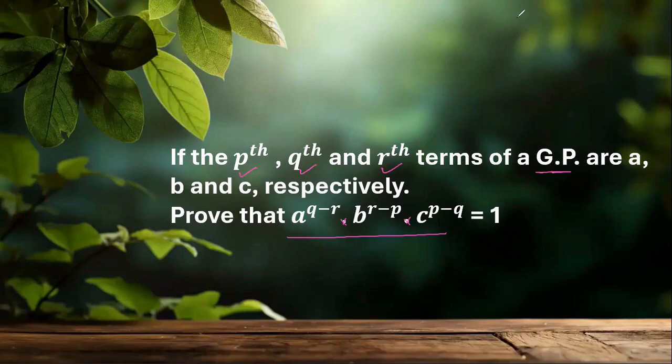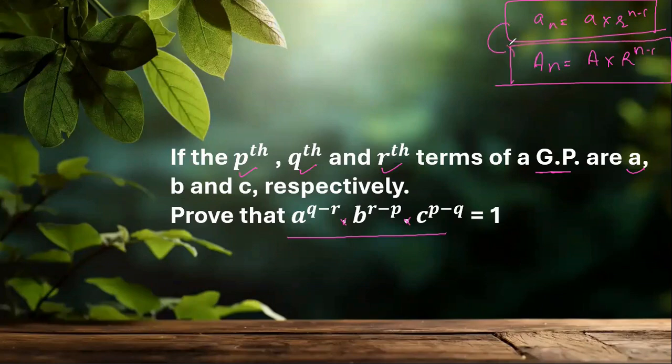Whenever we are talking about a particular term of a GP, there is a formula: an is equal to a times r raised to the power n minus 1. So this is the general term formula. Now in the question, they have already used the alphabets a and r, so we can't use the general formula as is. So we change it to a of n is equal to a times r raised to the power n minus 1. This general formula we will use because those alphabets are already used in the question.